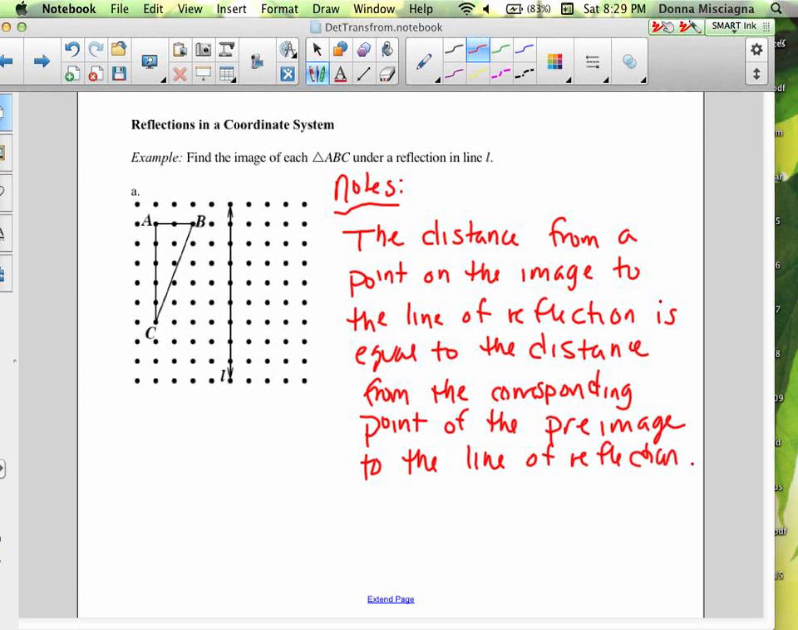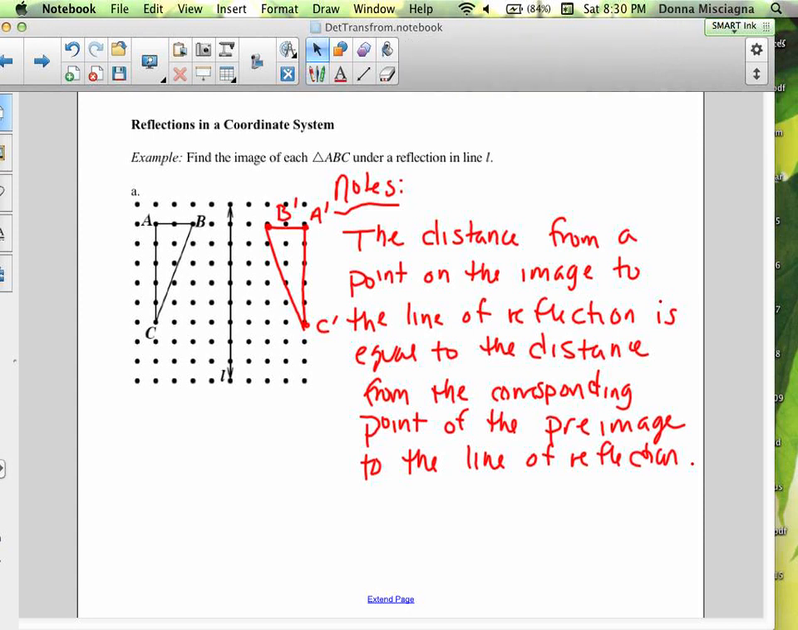In other words, B here is 2 horizontally from the line of reflection. B prime is also 2 horizontally, but in the other direction. A is 1, 2, 3, 4 away from the line of reflection. A prime is 1, 2, 3, 4 in the other direction. C is 1, 2, 3, 4 away from the line of reflection. C prime is 4 away in the opposite direction. And that's all there was to finding our image for this line of reflection. And there we are.